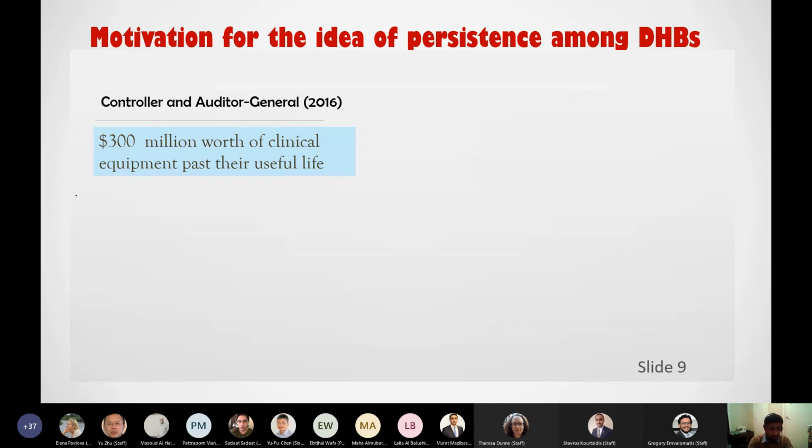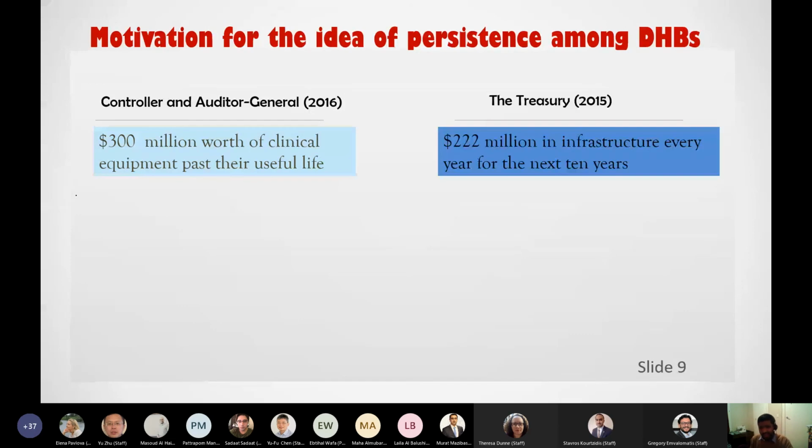And you'll notice that the study I mentioned was just done a couple of years ago, just since I started my PhD. And then there was a report by Treasury saying that if they want to get the level of infrastructure up to the level that is required for a well-performing health system, they have to invest approximately 222 million for the next 10 years. So you can imagine how old the infrastructure is.